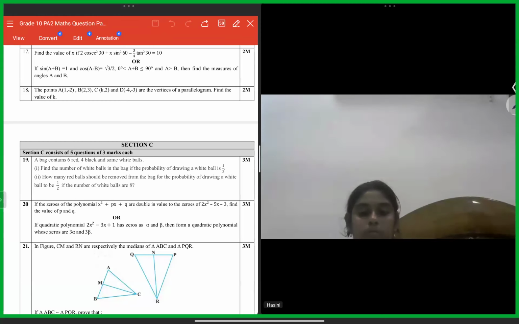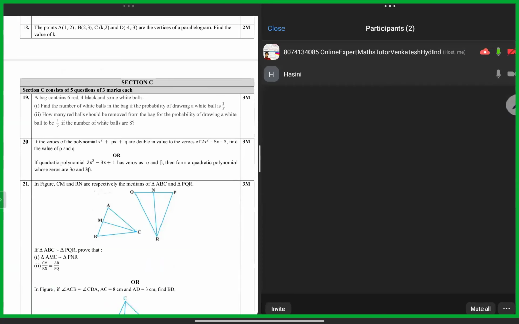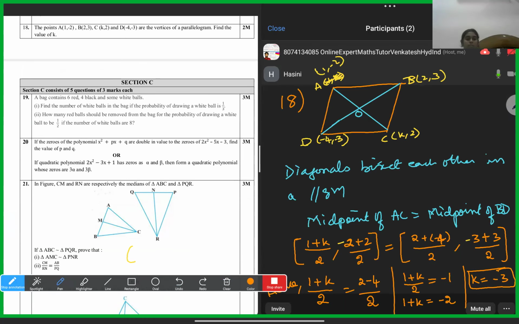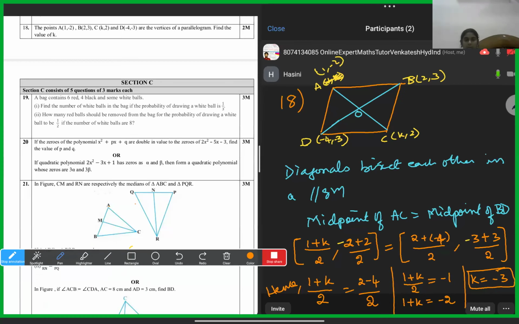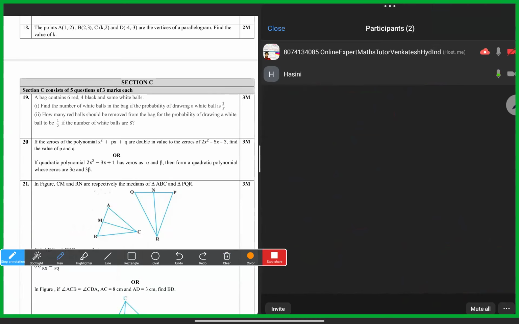So Hasni, the 19th one. Shall we go to the 19th one? Okay, sir. I shall read the question. A bag contains 6 red, 4 black, and some white balls. Find the number of white balls in the bag if the probability of drawing a white ball is 1/3. So 6 red, 4 black, and some white balls. It says some white balls. We don't know how many are there.